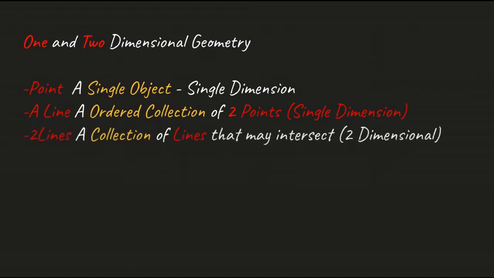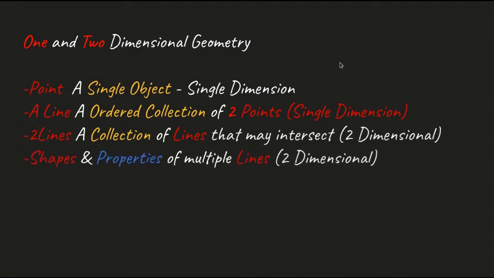2 lines are a collection of lines, 2 of them, that may or may not intersect. We're going to do intersecting lines just to explain something further. All right. Shapes and properties of multiple lines. When you put lines together, you get shapes.